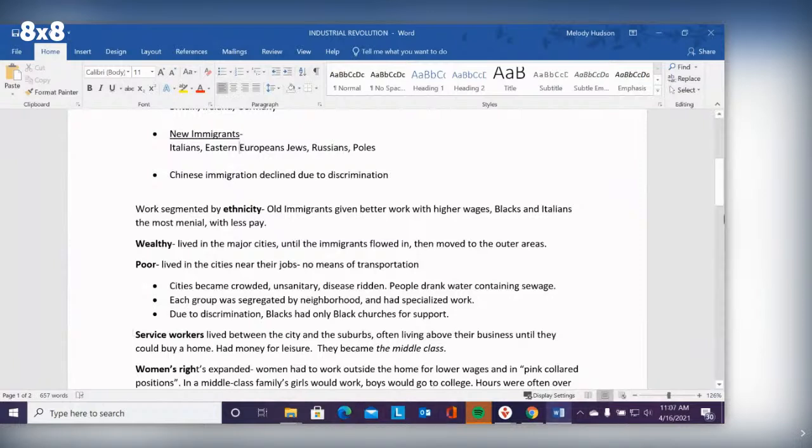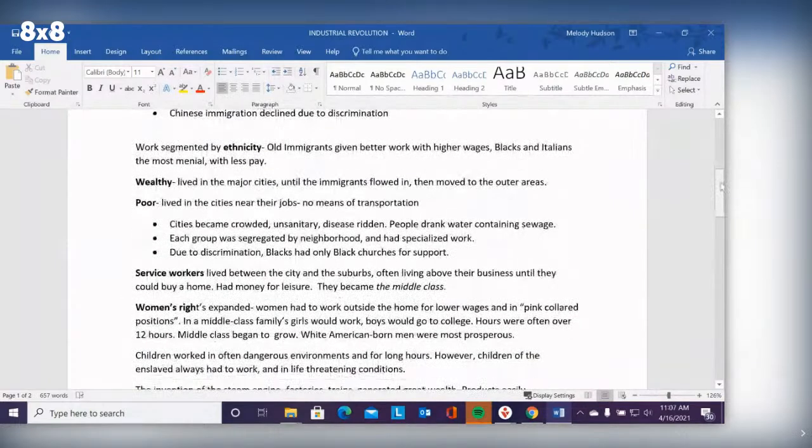During this time, women worked outside the home, even middle class women, because they had to. However, because they were women, they worked for lower wages and in what they called pink collared positions, which were specifically for women. Which meant that you might have worked in the button factory, or you may have been, well, not a housekeeper if you were middle class, but those kinds of jobs. And in a middle class family, the girls would typically go to work, the boys would go to college. And you saw this a lot in the South with middle class people.